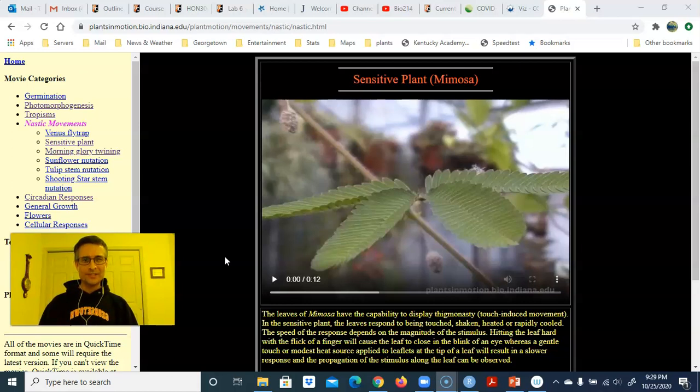So here's the leaf of a sensitive plant, and notice that it's a doubly compound leaf. So here's a leaflet, here are many, many smaller leaflets over here. And what we're going to do is we're going to stress one of the leaves by putting a little flame under it. And so remember, this is not time-lapse photography. Look at how quickly our sensitive plant is going to respond to this particular stress of the flame. So there's the flame.